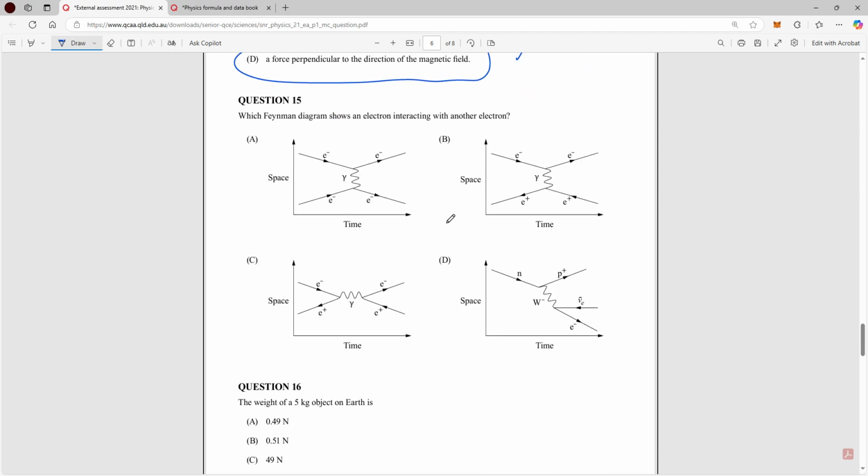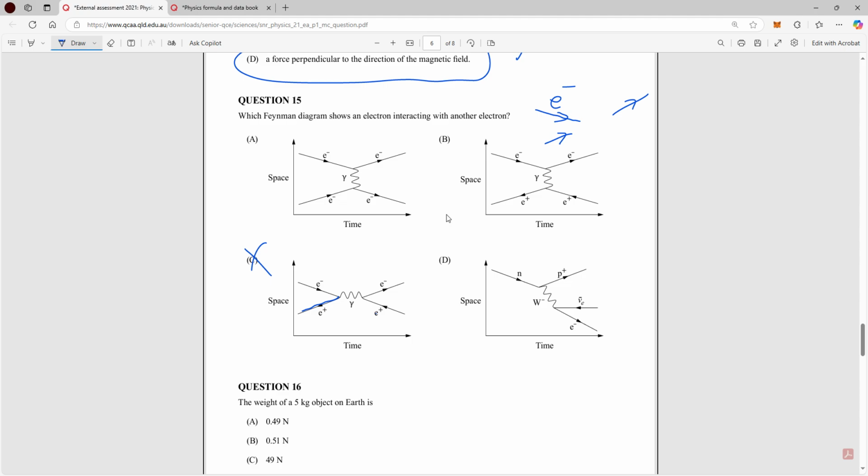Alright, question 15. Which Feynman diagram shows an electron interacting with one another? So basically we just got to look for two electrons, and we need to make sure they're drawn correctly. So if they're electrons, they need to be going like this into a vertex and like this out of a vertex. So here those ones have positrons because they're facing the other way. So if they're antiparticles, they're facing down like that. So it's not that one.